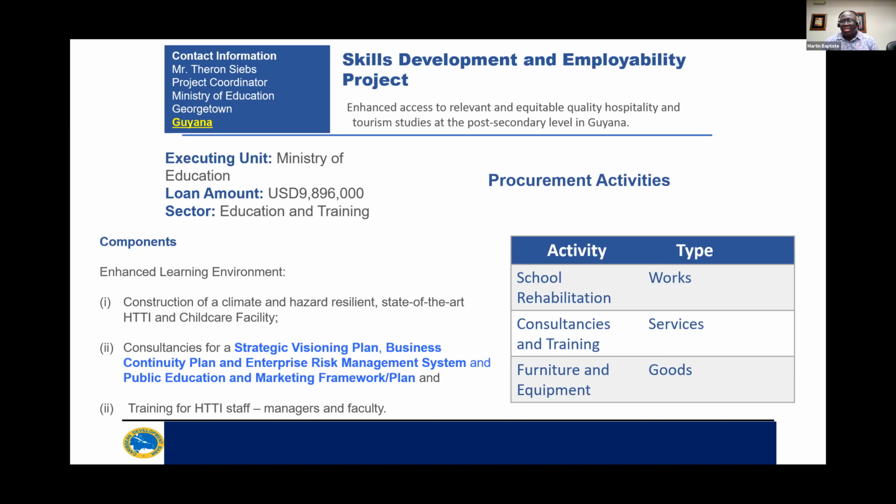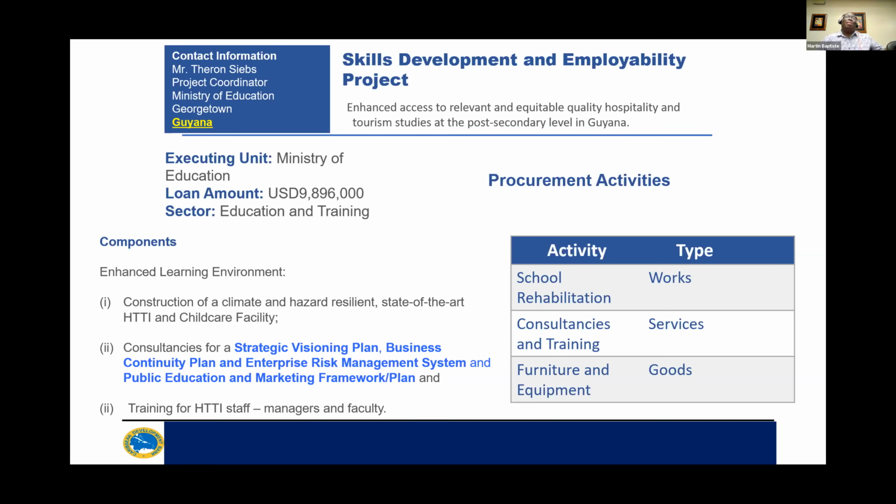Notice a few of the consultancies that we have under that project to assist the HTTI with a strategic visioning plan, business continuity and enterprise risk management system, as well as a public education and marketing framework.